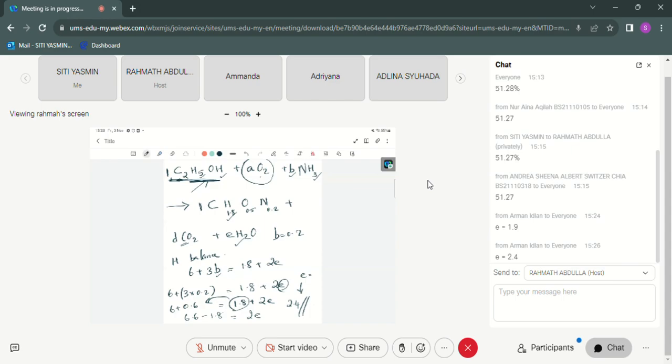Now we got the values of B, D, and E. In the question it says you have to find the number of moles of oxygen. So now what you have to do is find the oxygen balance the same way, substitute these A, B, and E into it, and then you will get the answer. Find the oxygen balance.